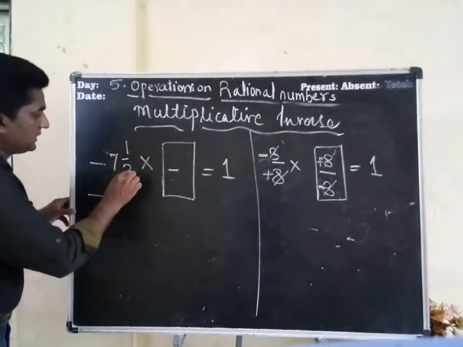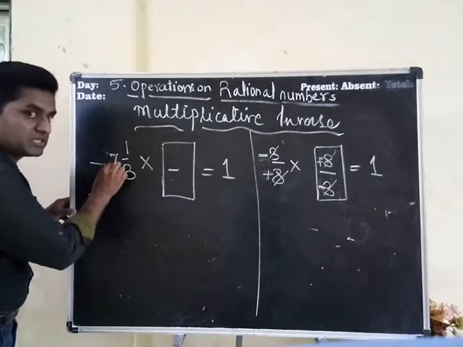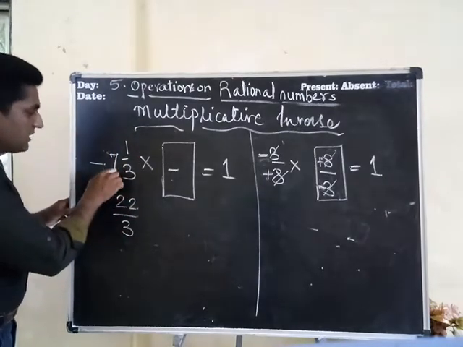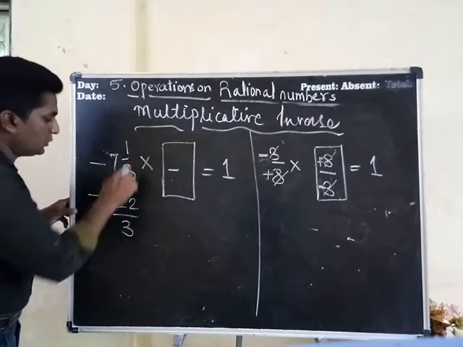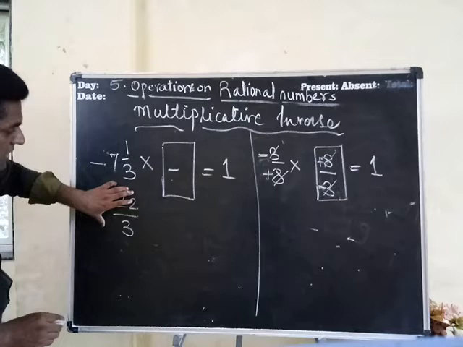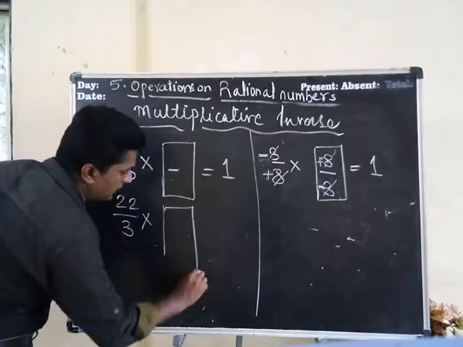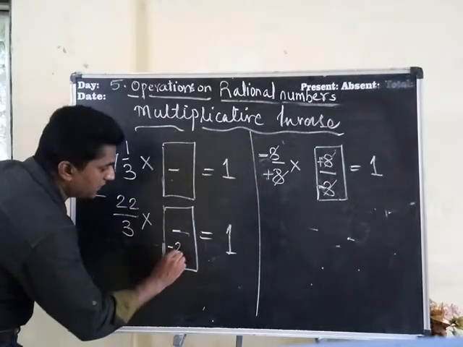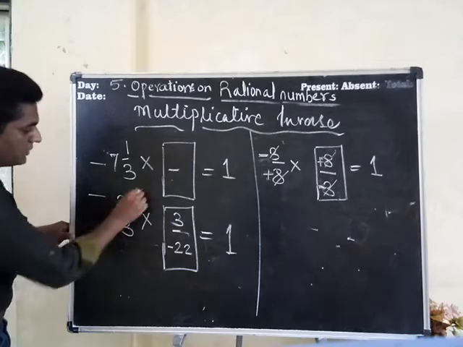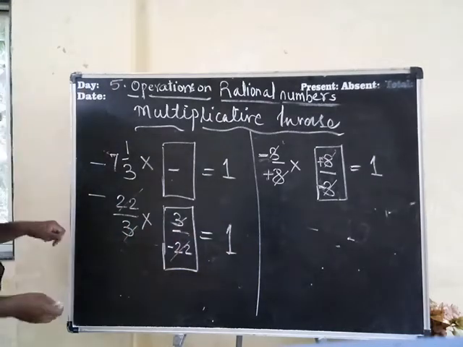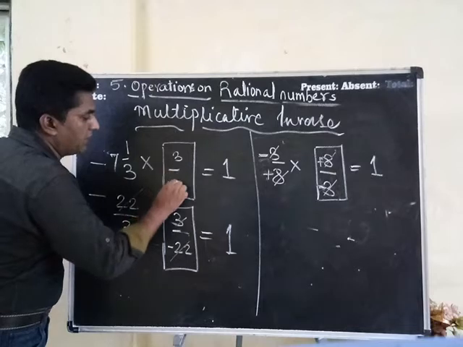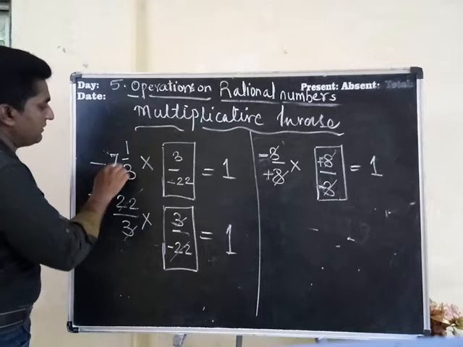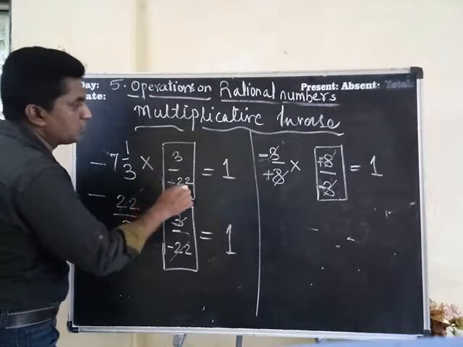Okay everybody? 3 sevens are 21. 21 plus 1, 22 upon 3. So now this became minus 22 upon 3 multiplied by something is equal to 1. Now very easy. Take this minus 22 here and this 3 here. Now see, gone and gone, 1. So what is your answer? Your answer is 3 upon minus 22. So the multiplicative inverse of minus 7 and 1 upon 3 is 3 upon minus 22.